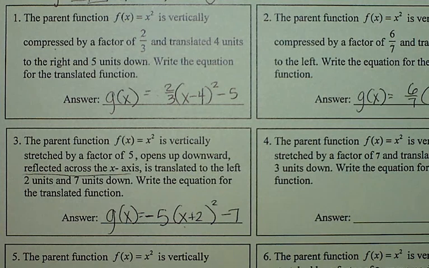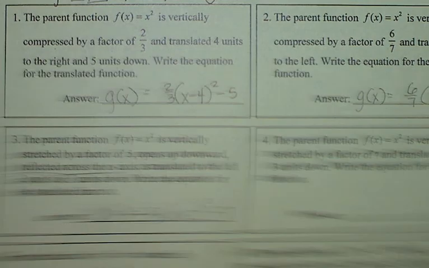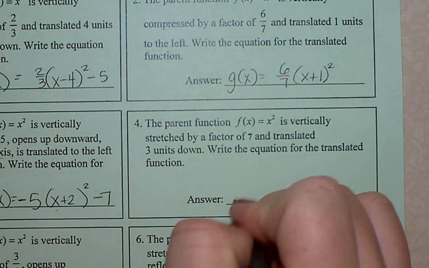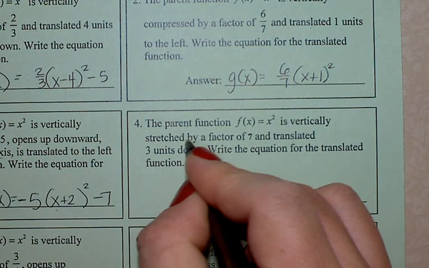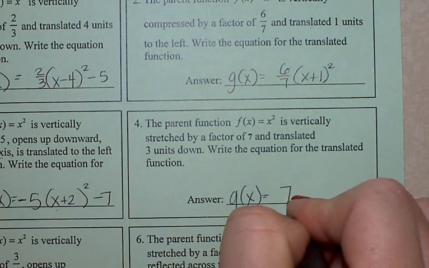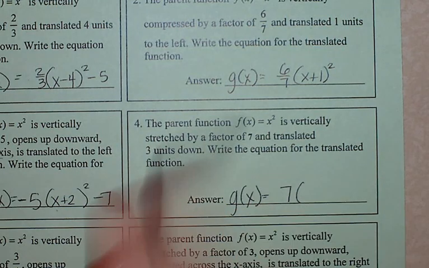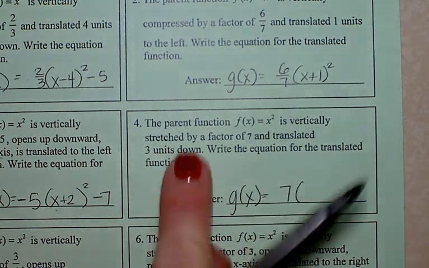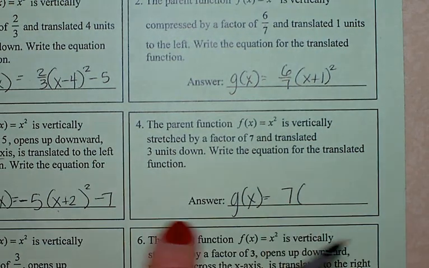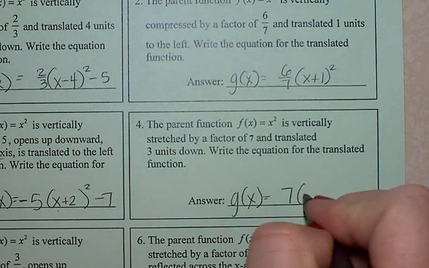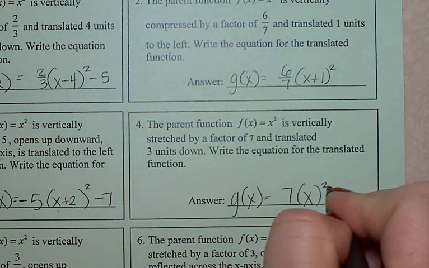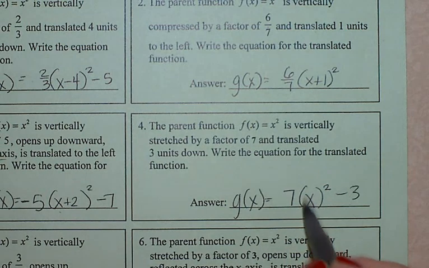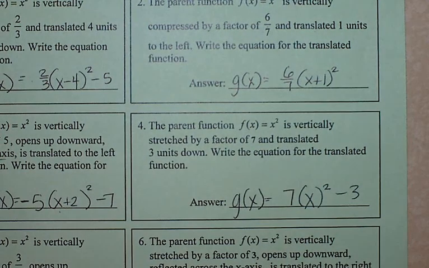Red cup, green cup, based on your understanding so far. Number 4, we have a parent function, vertically stretched by a factor of 7, translated 3 down. It says nothing about reflecting across the x-axis, and it says nothing about being translated to the left or right. So actually, I can just write x squared here and down 3. It's not even necessary to put this in parentheses if you don't want to. Kind of a tricky one.